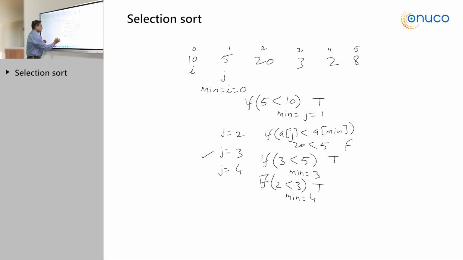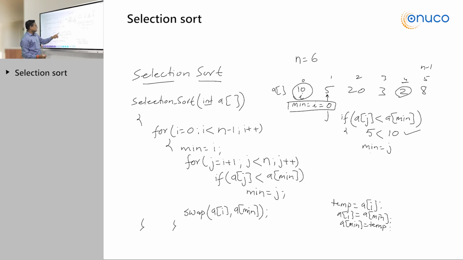Now, again there is scope for increasing the j value. So j becomes 5 and A of j is 8. So you are going to check if A of j, 8, is lesser than A of min, where min is 4. A of 4 is 2. Is 8 lesser than 2? No, it is false. So min remains 4 only. Right? Again j increases. Now j becomes 6. Now when j becomes 6, all of you please concentrate. j started with 1.